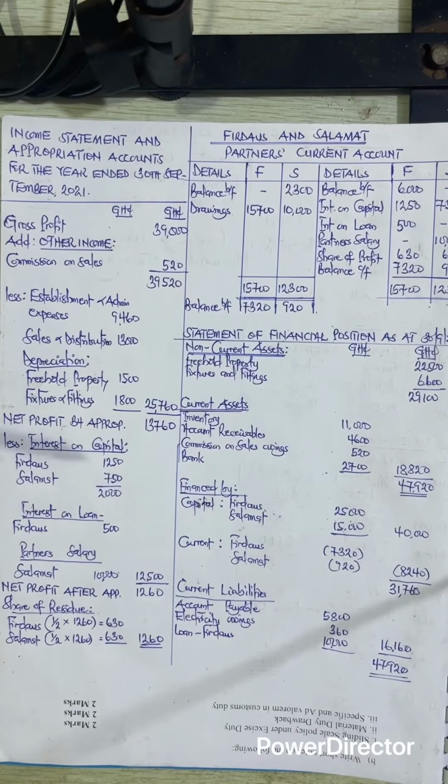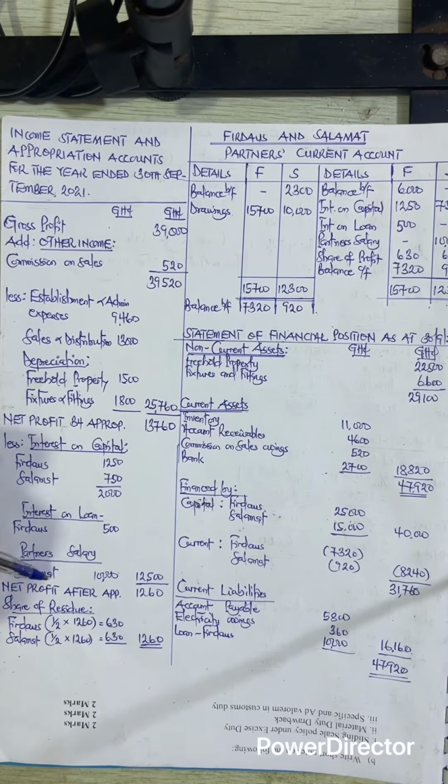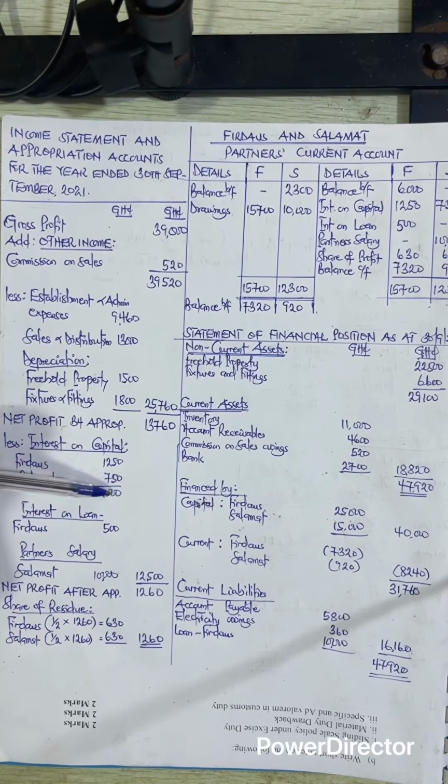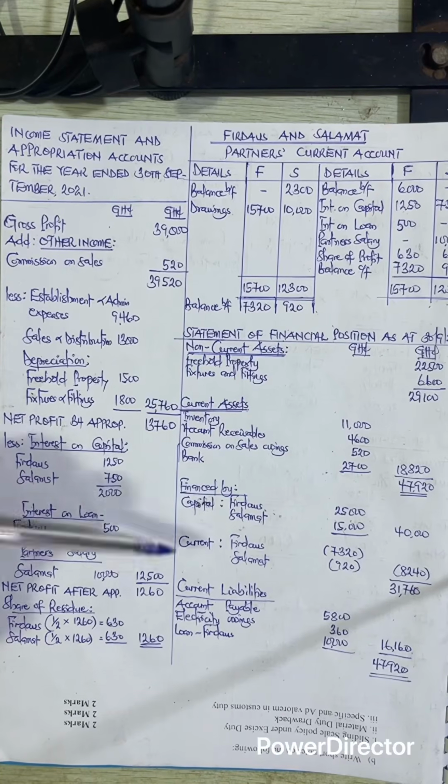So here, we have some of the appropriation items like interest on capital. This one will be in favor of partners and therefore it must be less. We took a loan from Firdaus and Firdaus is taking interest. This one will be in favor of a partner, therefore it must be deducted. Partner's salary, Salamat too is working. We are paying Salamat. It will be in favor of that partner and therefore it should be deducted. So when you add the three appropriation items, interest on capital, interest on loan, partner's salary, you get a total of 12,500.